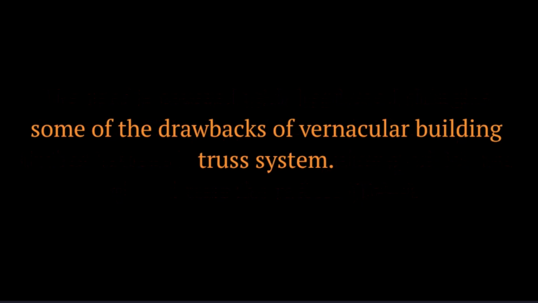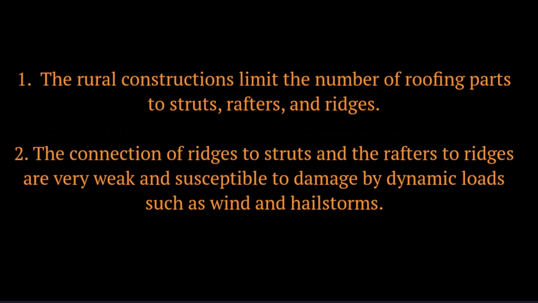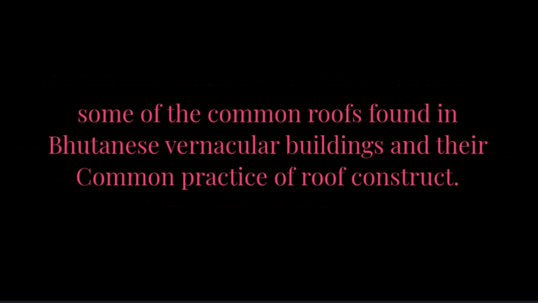Some of the drawbacks of the vernacular truss system. 1. The rural constructions limit the number of roofing parts to struts, rafters, and ridges. 2. The connections of ridges to struts and rafters to ridges are very weak and susceptible to damage by dynamic loads such as wind and hailstorms. Some of the common roofs found in Bhutanese vernacular buildings and their common practice of roof construction.